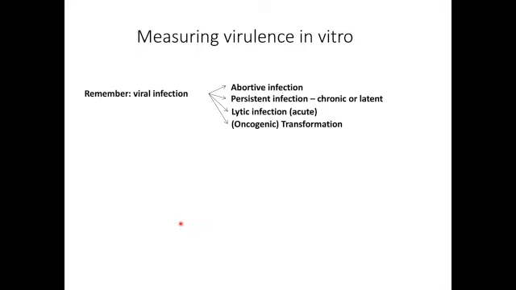So if we're going to measure the virulence of a particular virus in vitro in cell culture, we need to remember a few key things first. In the last video, we went over the different outcomes of a virus infection. So there was an abortive infection, a persistent infection, that could be chronic or latent, a lytic infection, and an oncogenic infection. These you should review on your own and make sure you remember what these are before continuing on.